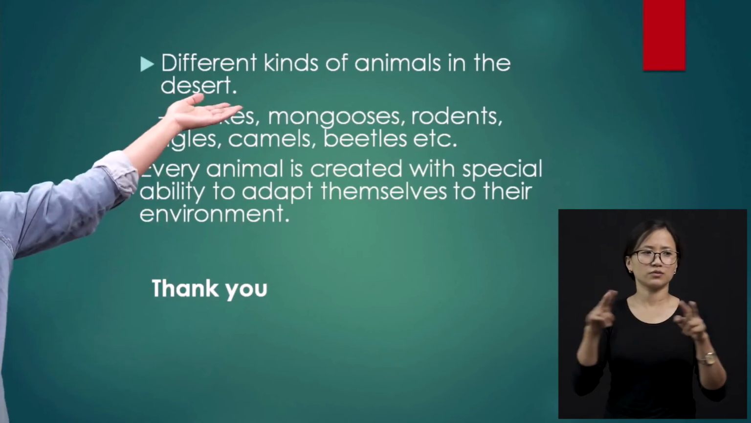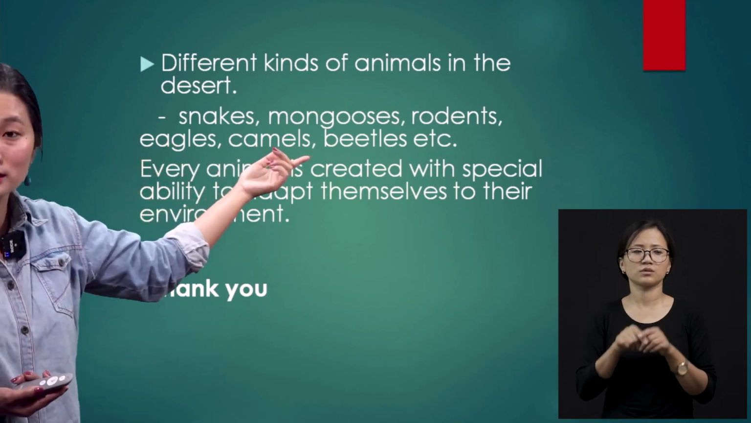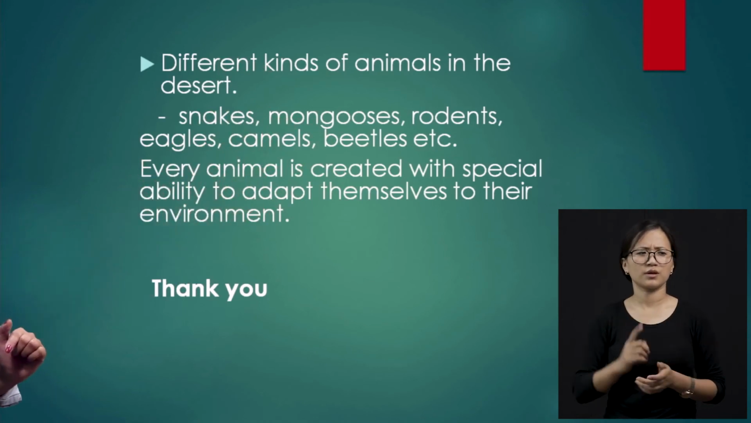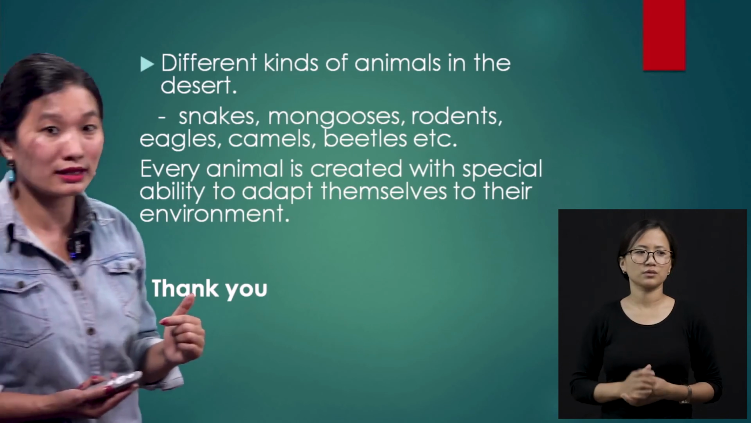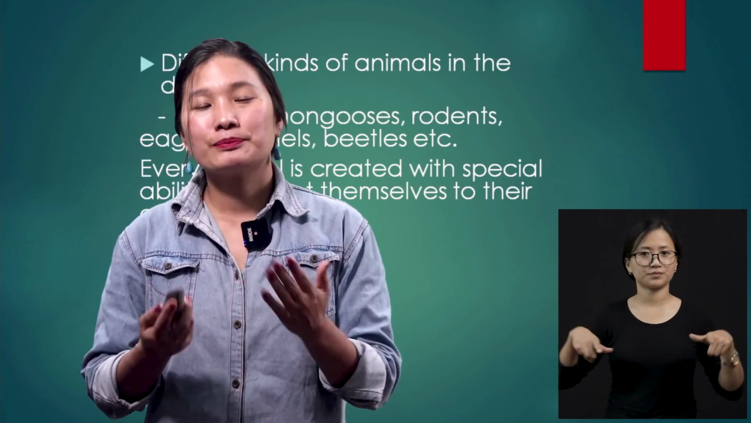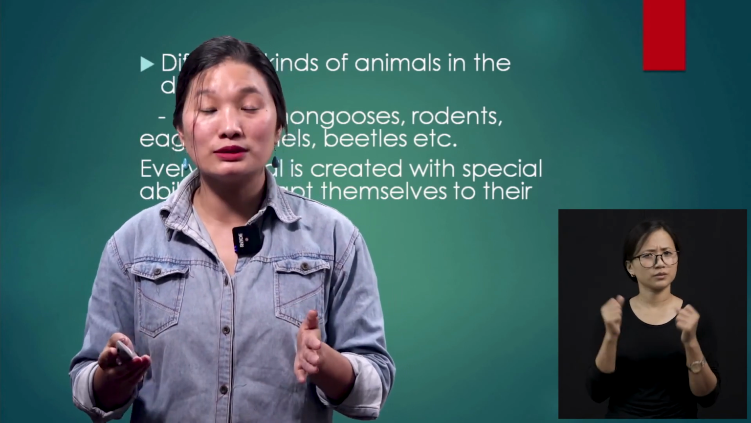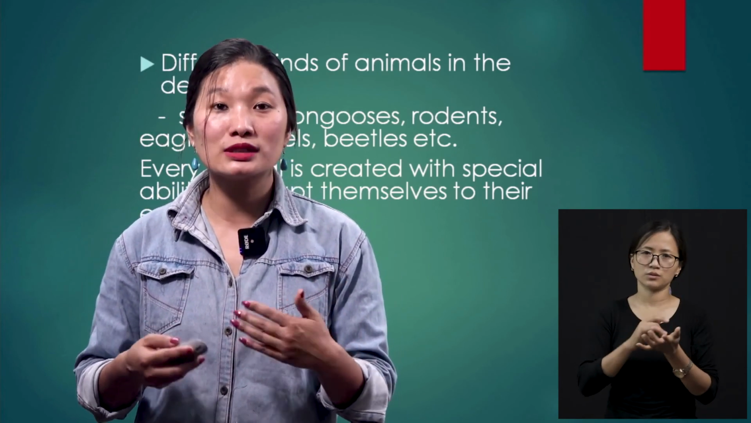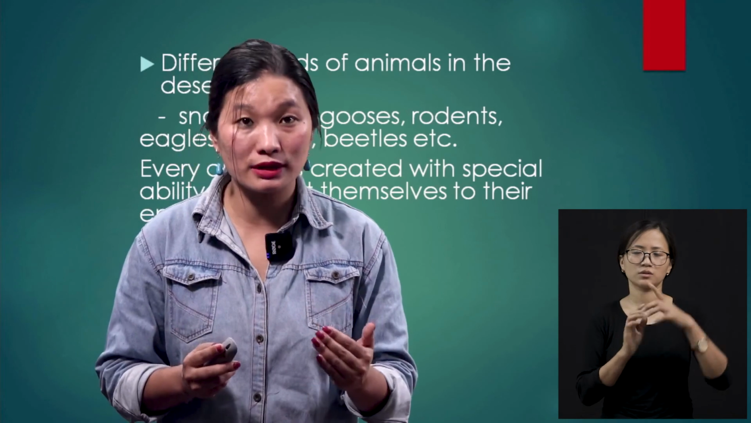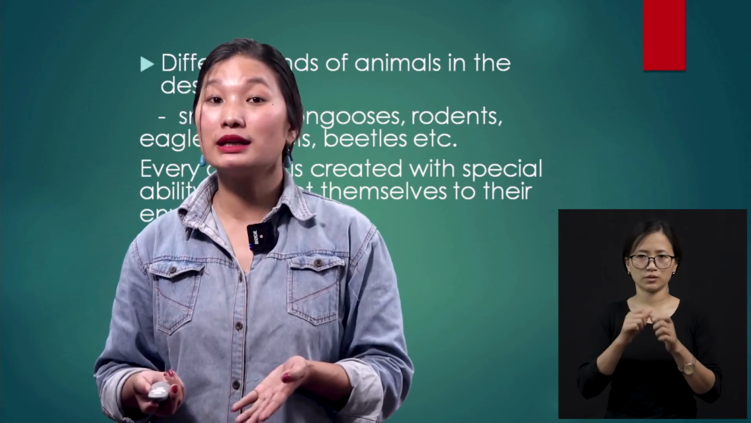And there are different kinds of animals in the desert, as we have discussed: the snakes, the mongooses, rodents, eagles, camels, beetles, etc. Those are some animals that we have discussed. Every animal is created with a special ability to adapt themselves to their environment. Every animal, and not only animals, but you and I, okay? We are made in such a way that we are able to adapt ourselves. If you have been living in a cold weather region for so long, you find yourself adapting to it very well. Your body adapts to it, or there are certain things that are done by yourself, okay? There are certain measures that are taken by yourself in order to get yourself adapted. So likewise, animals are like that.